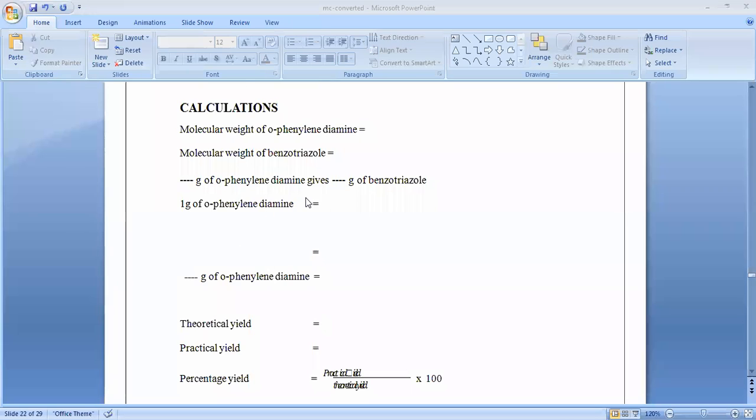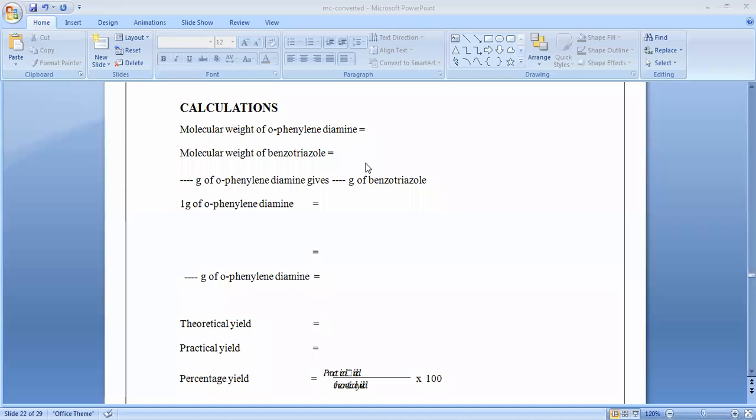Now the calculation part of the orthophenylenediamine which we have used for synthesis. We all know the molecular weight of orthophenylenediamine is 108 grams. Earlier we have calculated it. Now here you have to calculate the molecular weight of benzotriazole. How are we going to start the calculation? How much amount of orthophenylenediamine have we taken? That much quantity here we are going to write. So 108 gram of orthophenylenediamine gives how much amount of benzotriazole.